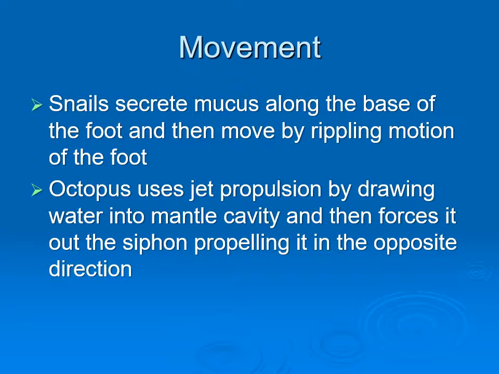use a very different form because they're going to use jet propulsion. So what they're going to do is they're going to draw water up into the mantle cavity, and then remember that siphon that we talked about for feeding with clams. Now octopi have a siphon that leads out, so they're going to force the water out the siphon, and that's going to propel the octopus in the complete opposite direction.